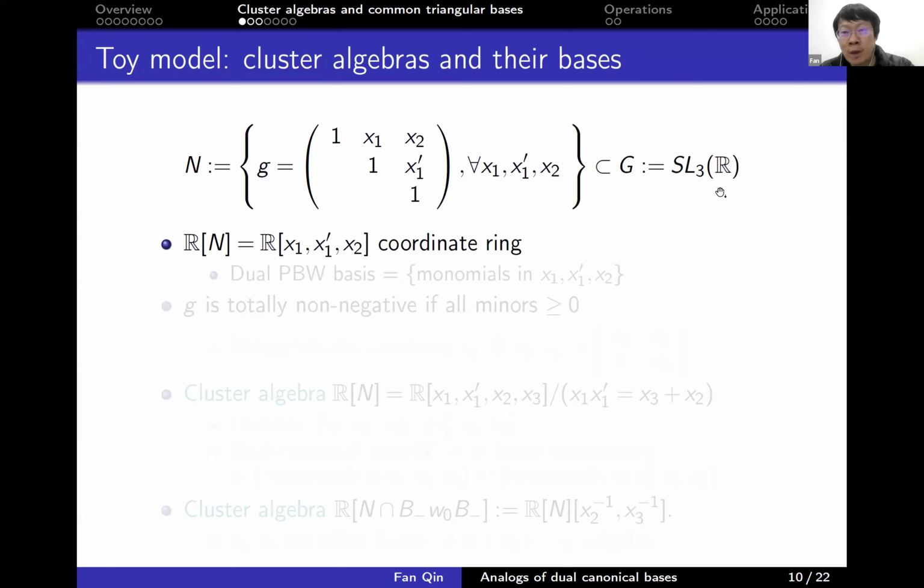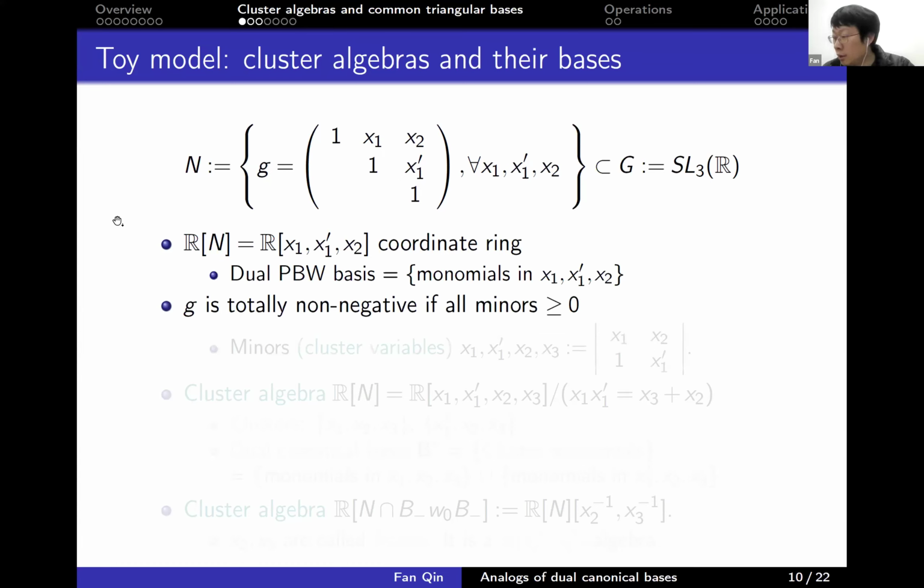Here, for simplicity, we can work over the real numbers. So its ring of regular functions is simply the coordinate ring, the polynomial ring in the three indeterminates x1, x1 prime, and x2. So this is a very easy polynomial ring. And it has a naive basis, also called a Dup-W basis. This consists of the monomials in the three variables.